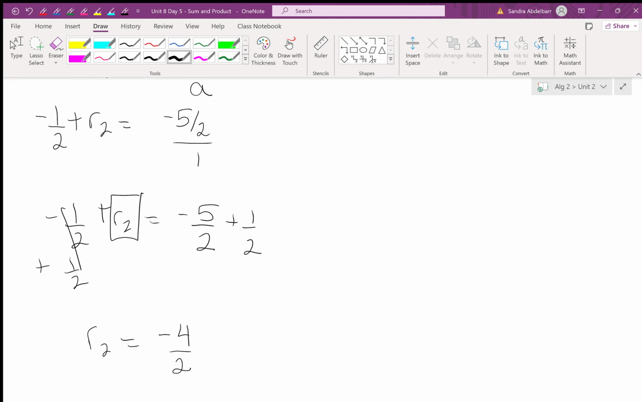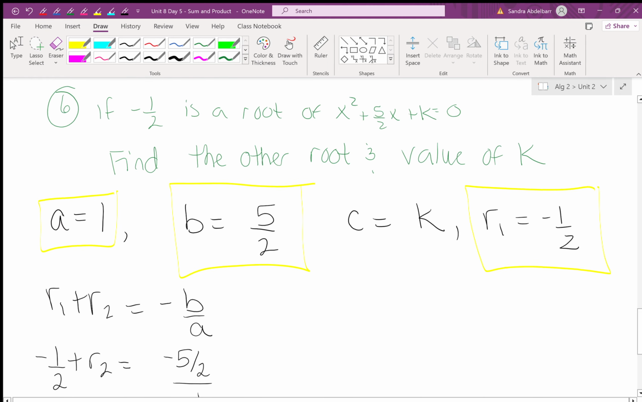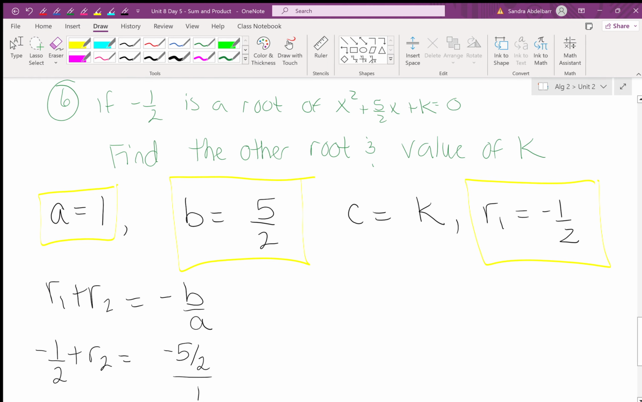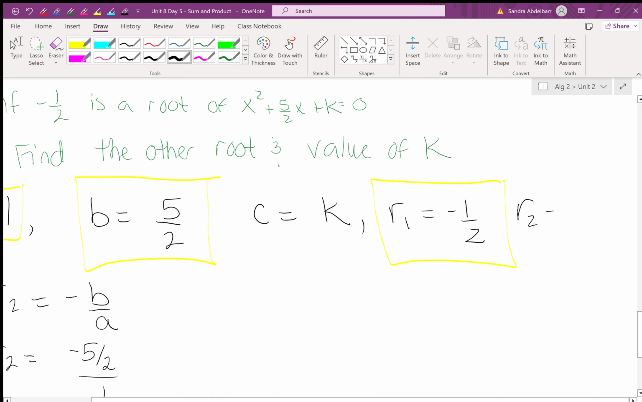So we don't know really, are we going to leave it or are we going to divide it? In this scenario, I would simplify it because we already know what A is and we're just trying to find C. Does that make sense? So that's why we know in this scenario we can divide it and get root 2 is negative 2. Are we okay? Yeah. So now we have root 1 is negative a half. Root 2, what did I say, is negative 2? Okay. So now we just need to find c.